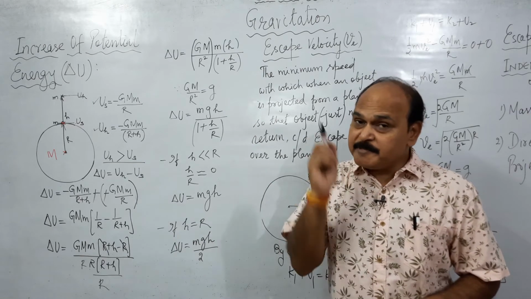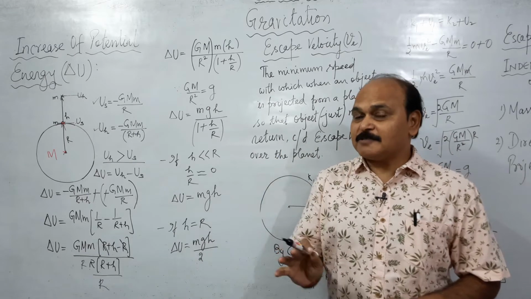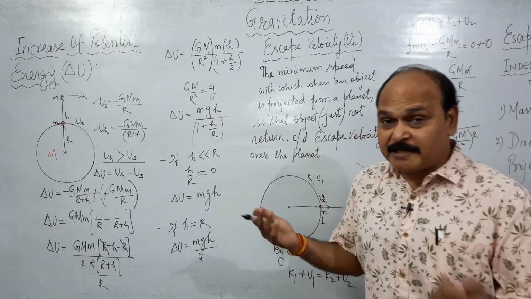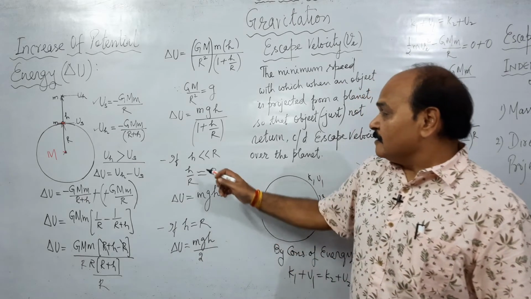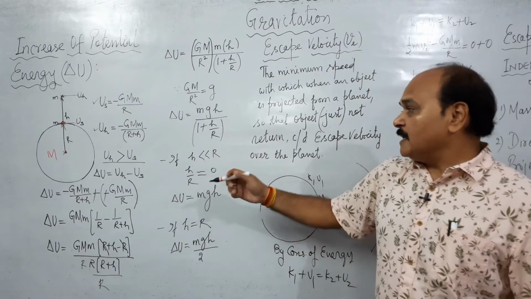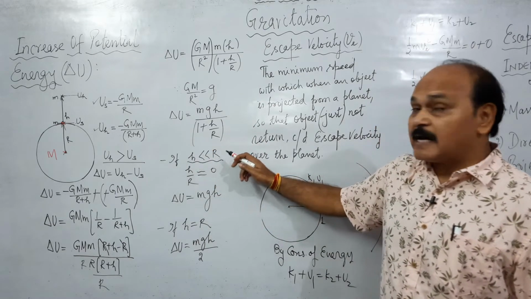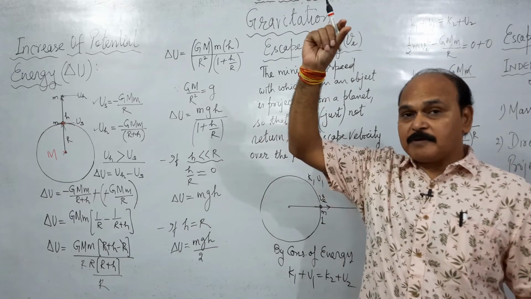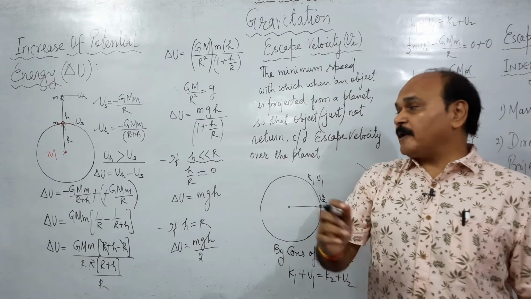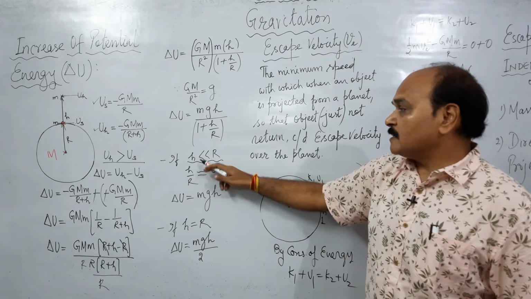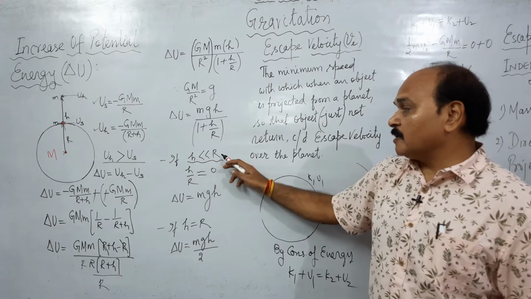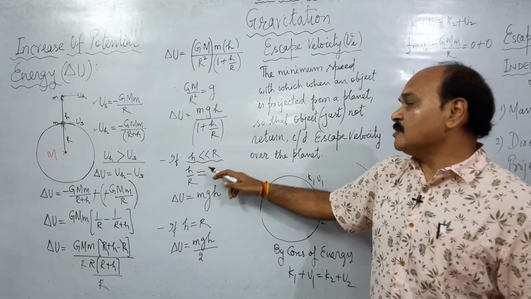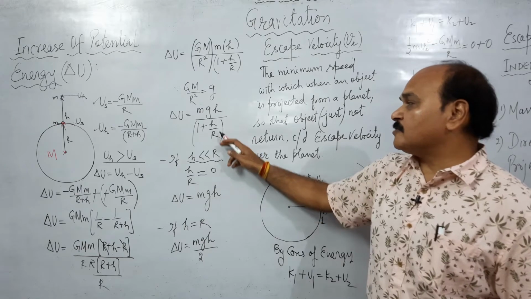But remember children, mgh is not potential energy. So what is mgh and under what condition is the potential energy mgh? Let us find out. When an object moves up by distance h, and if h happens to be much smaller than R, the radius of the planet, then h upon R is much smaller than 1, and that is nearly equal to 0. So this ratio is going to be nearly 0.